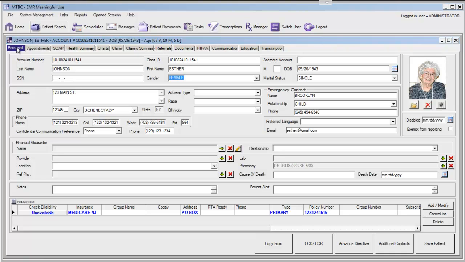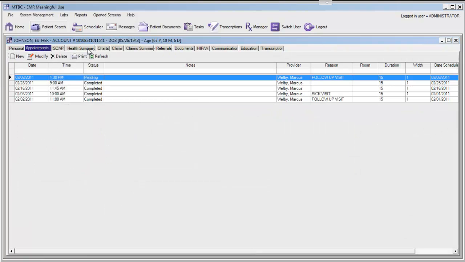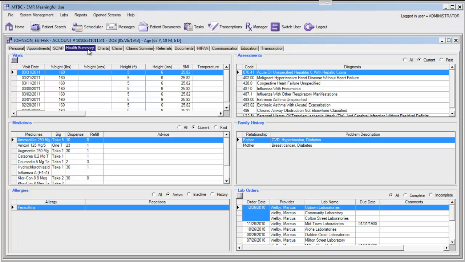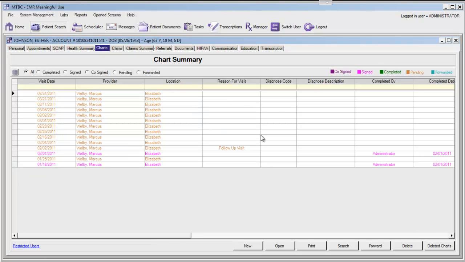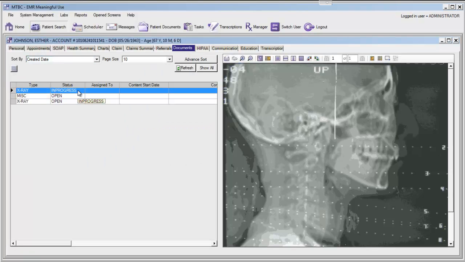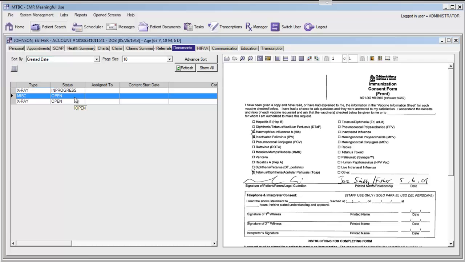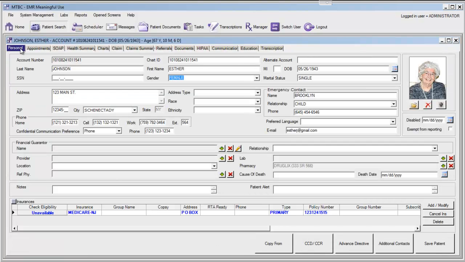Here, this patient has demographic information including insurance, a list of her current and past appointments, a health summary that includes current medications, vital signs, and assessments, and a list of all of her previous encounters. And her chart also includes a series of scanned images. All of this material is synchronized with MTBC's personal health record that your patients can access directly from your website. Let's take a look.